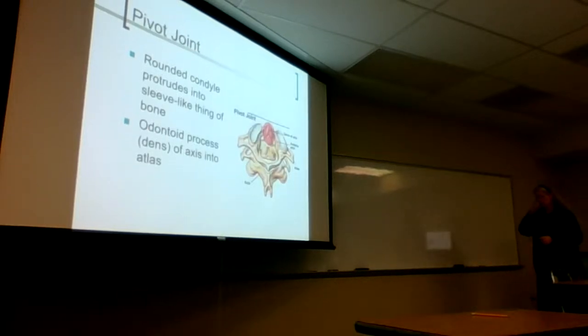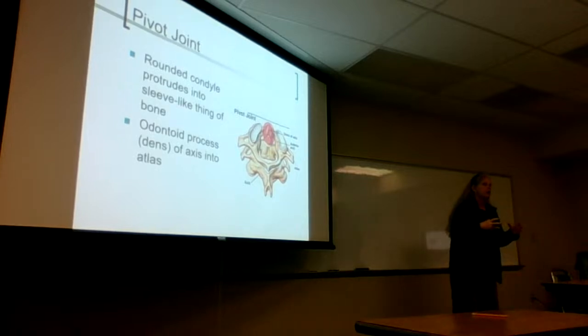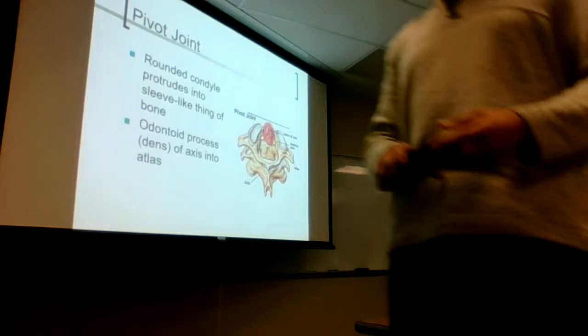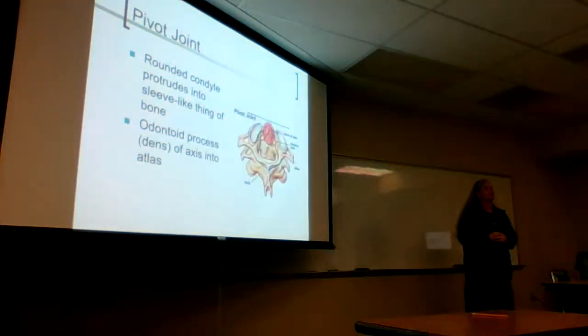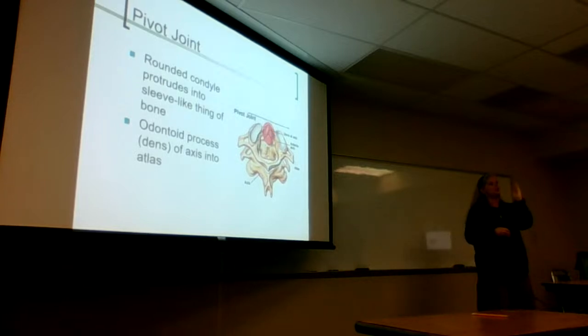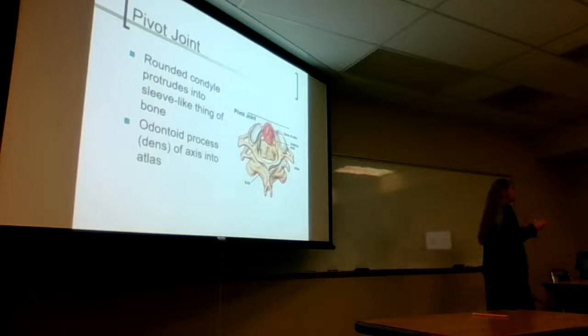Pivot joints work like basketball drills when you used to have to do pivot. Remember pivot drills? I think I remember pivot drills in junior high. It's been a while, but you fit into a sleeve-like thing of bone. Oftentimes the sleeve-like thing has a title. So for example, the odontoid process is going to fit into the sleeve-like region of the atlas. So the atlas can pivot on the axis so your head can go side to side. So that's a pivot joint.